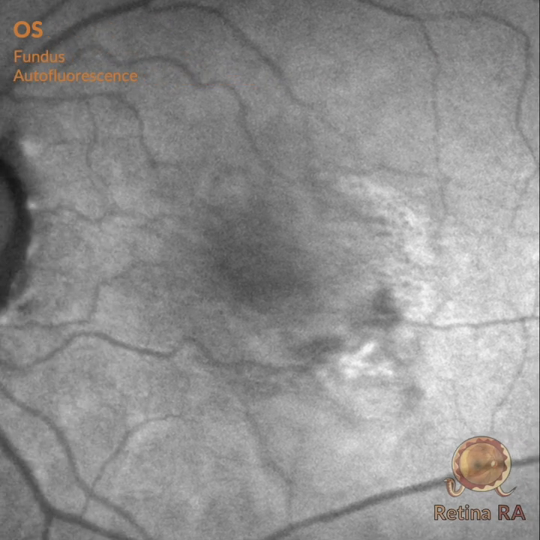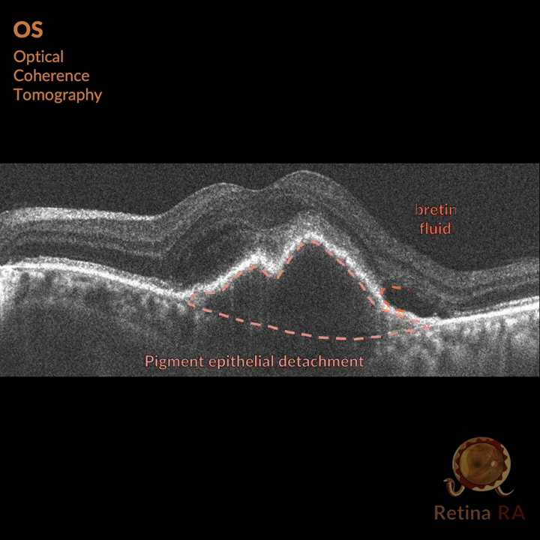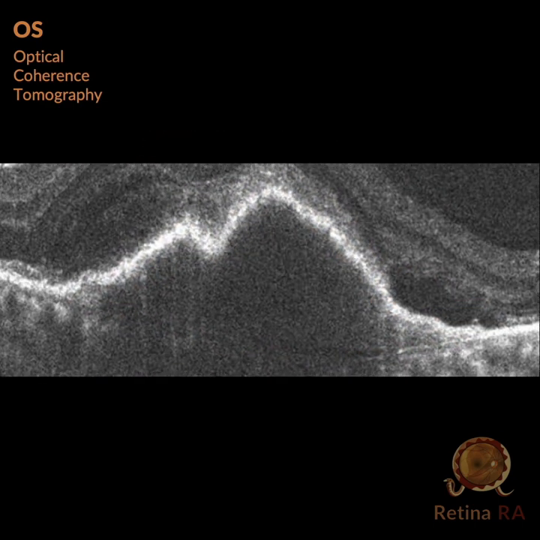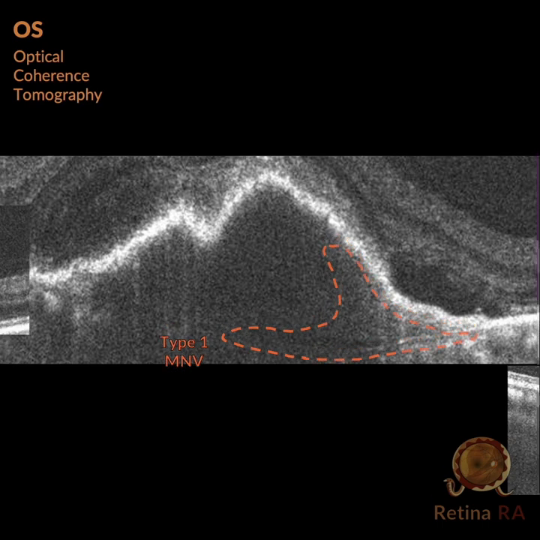There is no sign of a retinal pigment epithelium tear on the autofluorescence image. OCT shows subretinal fluid and subretinal hyperreflective material, which are signs of exudative age-related macular degeneration. Pigment epithelial detachment and type 1 macular neovascularization also appear on OCT.